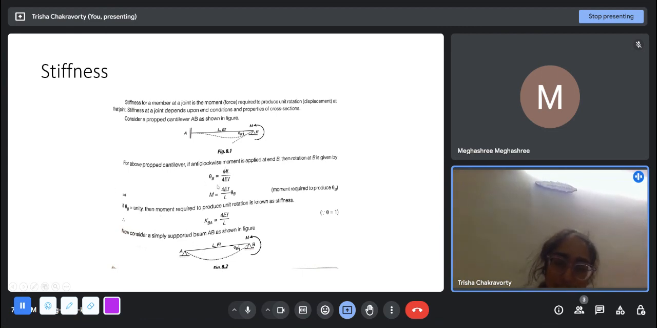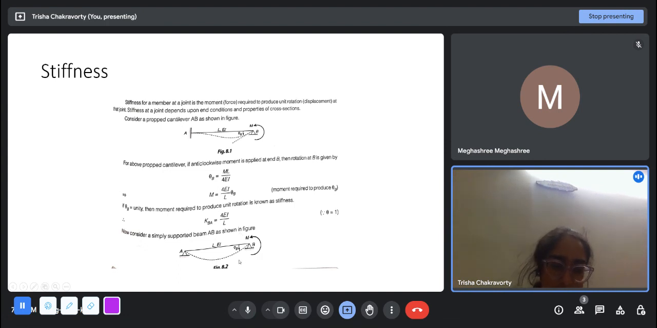So M by theta B, or if you put theta B equal to unity, then the moment will be 4EI by L. So the rotational stiffness at B is 4EI by L, and we write it as KBA, since this is the member we are considering. We write B first because the moment and the slope we are considering are at B. Now we consider simply supported beam AB.